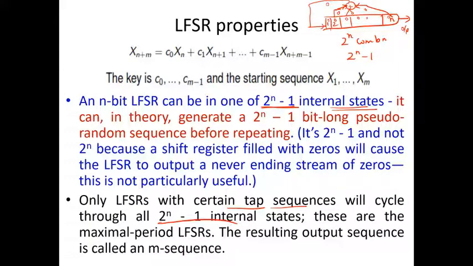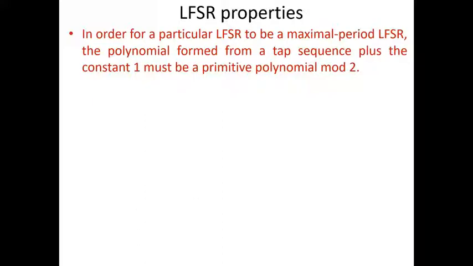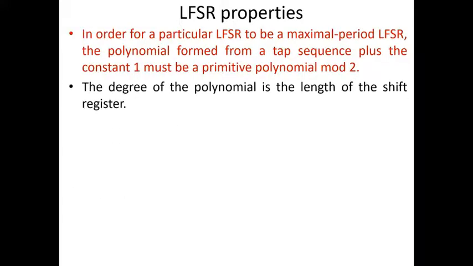Just like how certain values of A, B and N could result in a maximal length LCG, here only certain tap sequences will result in the highest length LFSR. So in order for a particular LFSR to be maximal period, the polynomial formed from the tap sequence plus the constant 1 should be a primitive polynomial modulo 2.